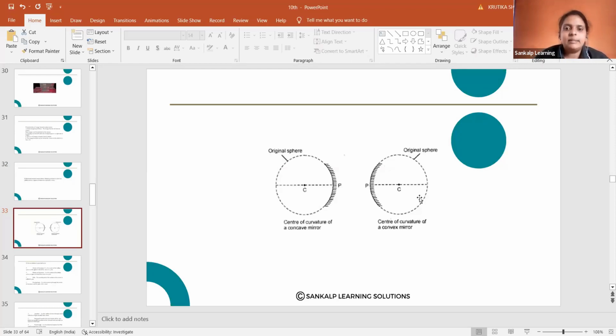If you don't understand, you can imagine a spoon, the eating spoon. The front face of the spoon is considered as the concave mirror and the back side of the spoon is considered as the convex mirror. That is how you can define convex and concave mirrors. If the mirror is curved inward, it is called the concave mirror. If the mirror is curved outward, it is called what? Convex mirror.